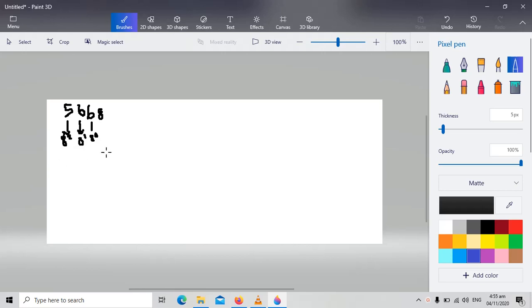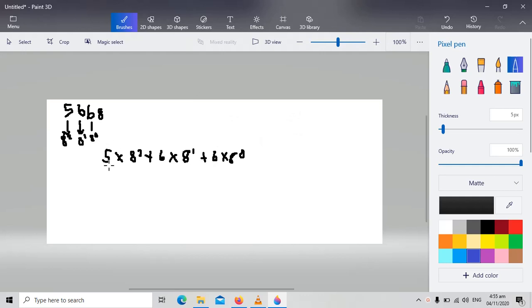Now we're going to solve this. Alright, so 5 times 8 to the power of 2, plus 6 times 8 to the power of 1, plus 6 times 8 to the power of 0.